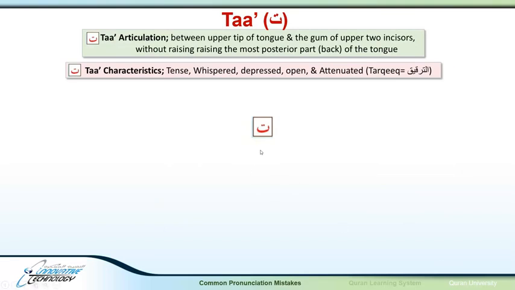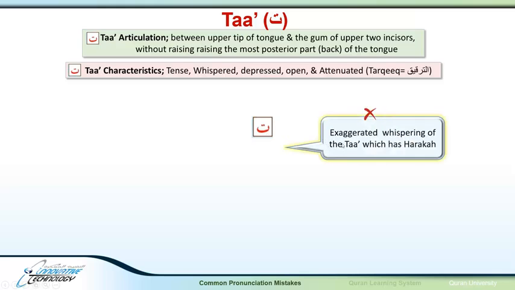Let's proceed now with the common mistakes for the ta letter. The first mistake is exaggerated whispering of the ta when it has a haraka, not a sukun. An example is تَتَوَفَّاهُمْ. We whisper each ta more than what's necessary. As we realize, each ta here has a fatha. They have harakat, they don't have sukoon, and that makes us tend to lengthen the ta as we whisper it. If you remember from the previous lesson on characteristics, whispered letters tend to have a longer time. But this is wrong.